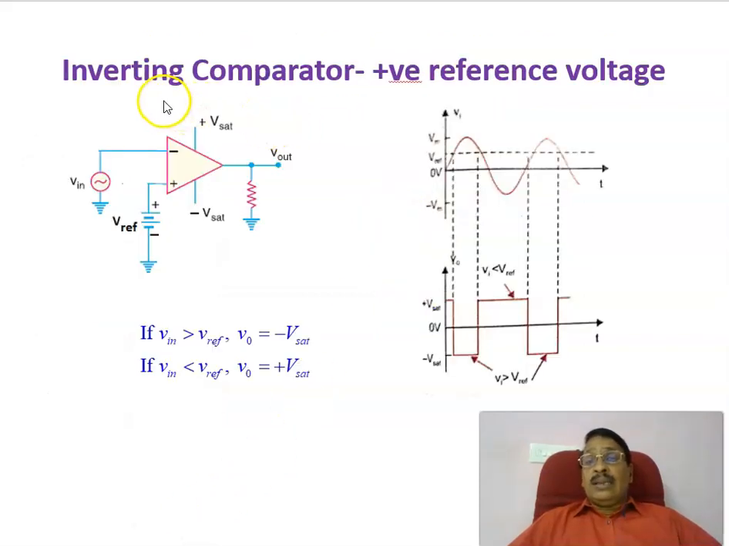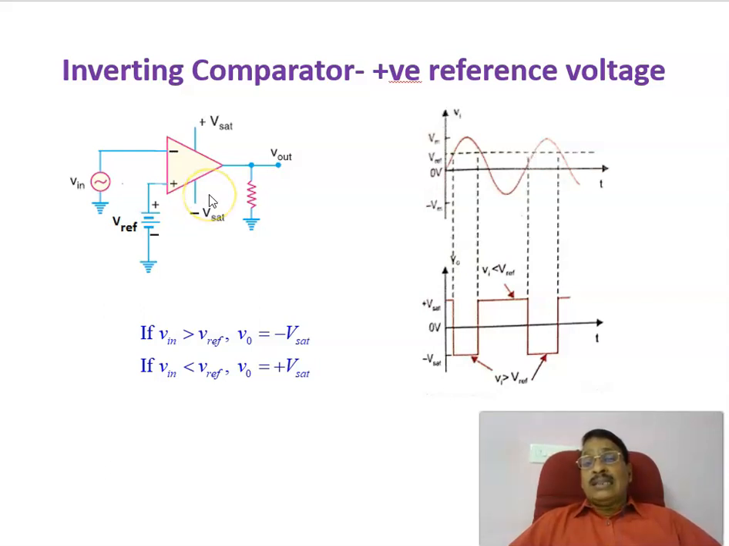Now coming to the second type of comparator, that is called the inverting comparator, in which you are giving the input to the inverting terminal. The input signal Vi is given to the inverting terminal and the reference signal is given to the non-inverting terminal. Therefore, it is just interchanged compared to the previous case.